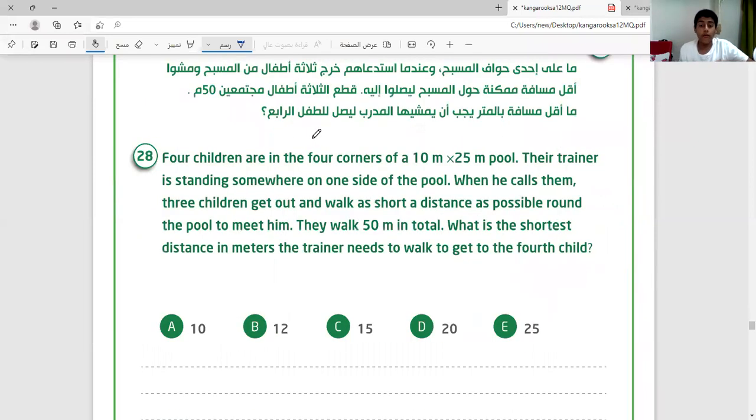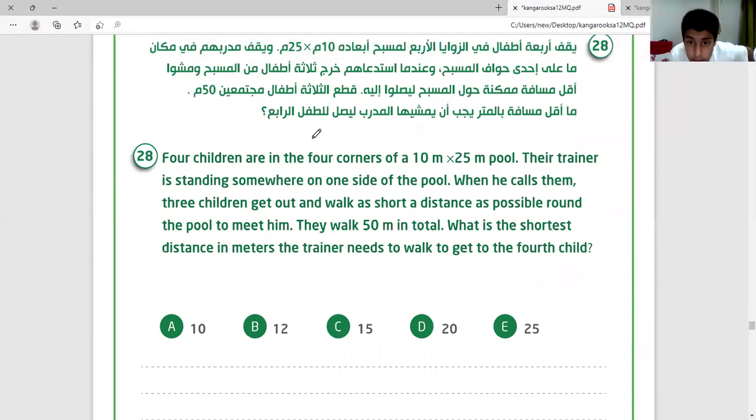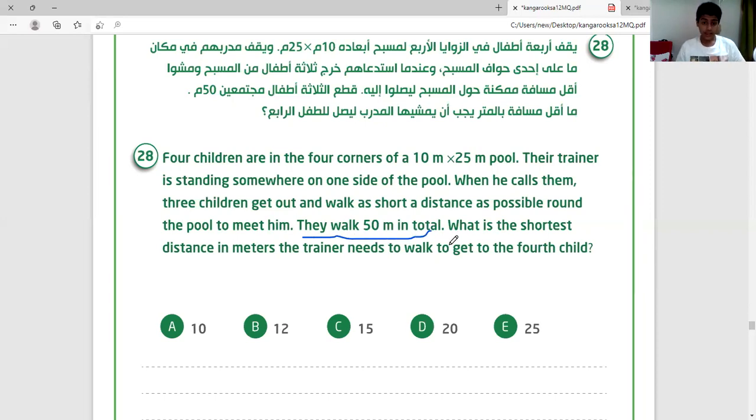4 children are in the 4 corners of a 10 meters, 25 pool. Their trainer is standing somewhere on one side of the pool. Pool is swimming pool. When he calls them, 3 children get out and walk as short a distance as possible around the pool to meet them. They walk about 50 meters in total. What is the shortest distance Mr. Trainer walk to get 4 children?